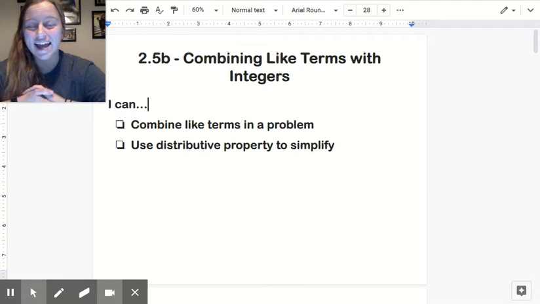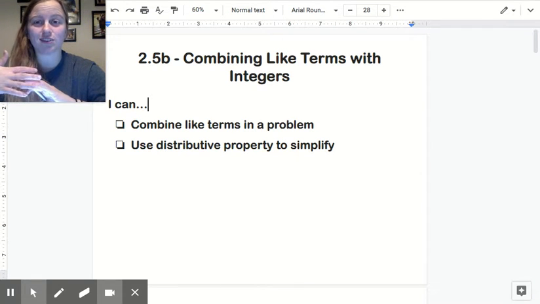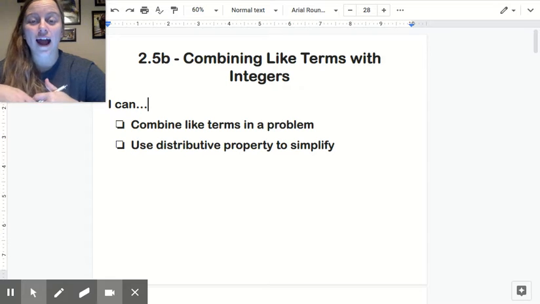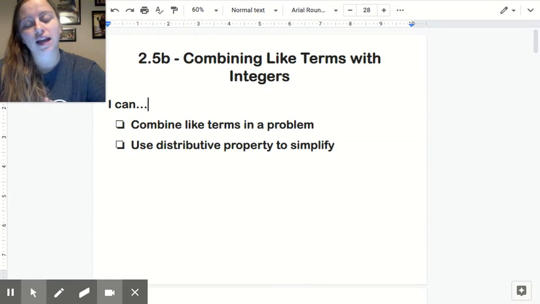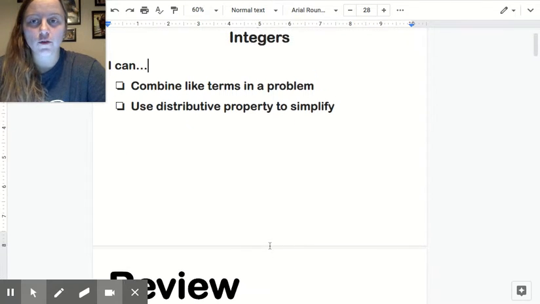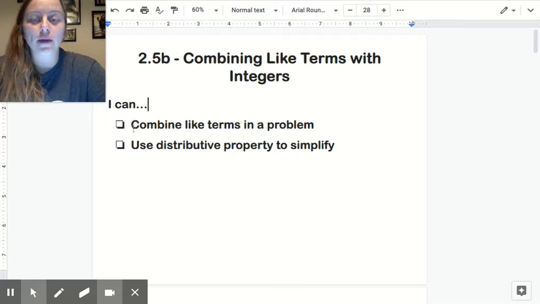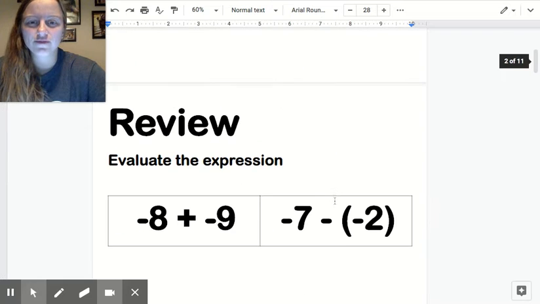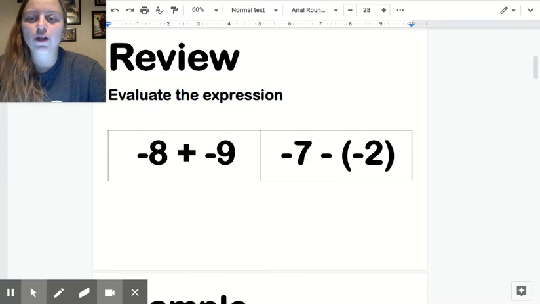Hi guys, so today is pretty similar to what we did yesterday, except we're adding in integers. So instead of all positive numbers, you might see some negative numbers in your combining like terms as well. By the end of the hour, you should be able to combine like terms and use distributive property to simplify. Pretty much what you did yesterday as well.